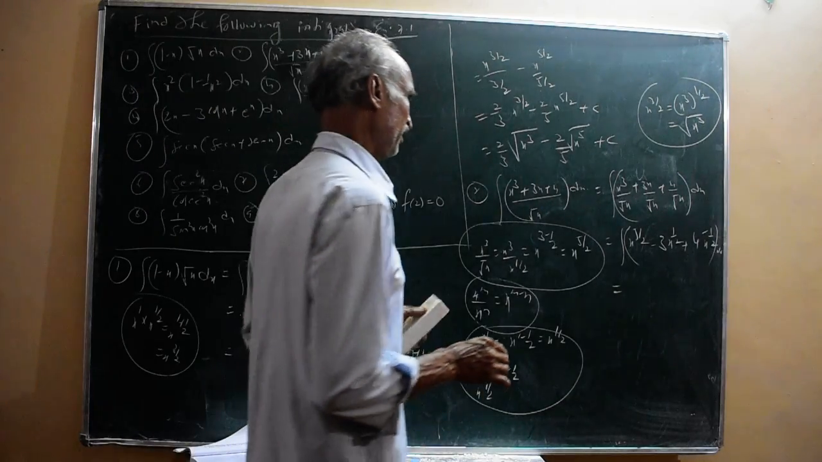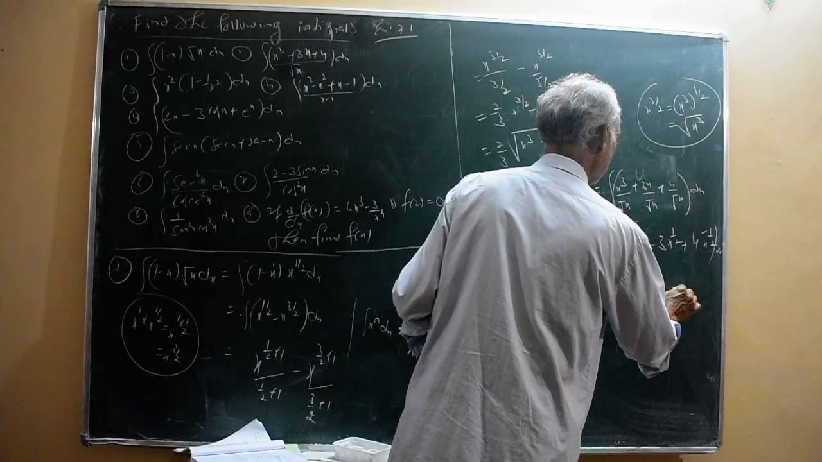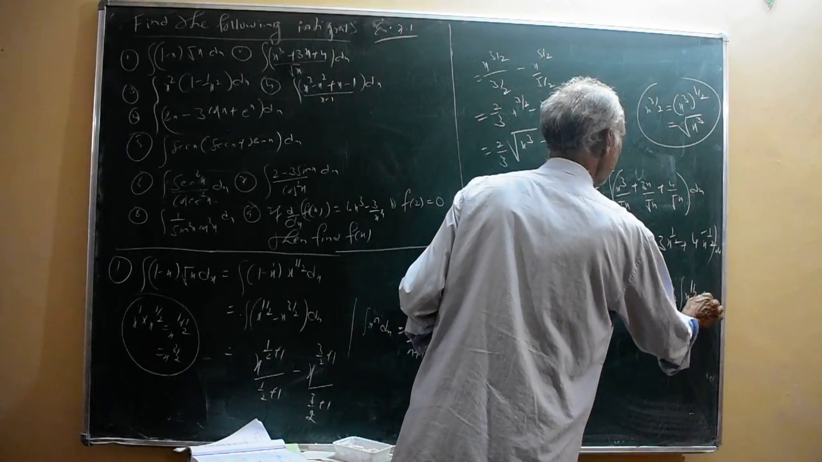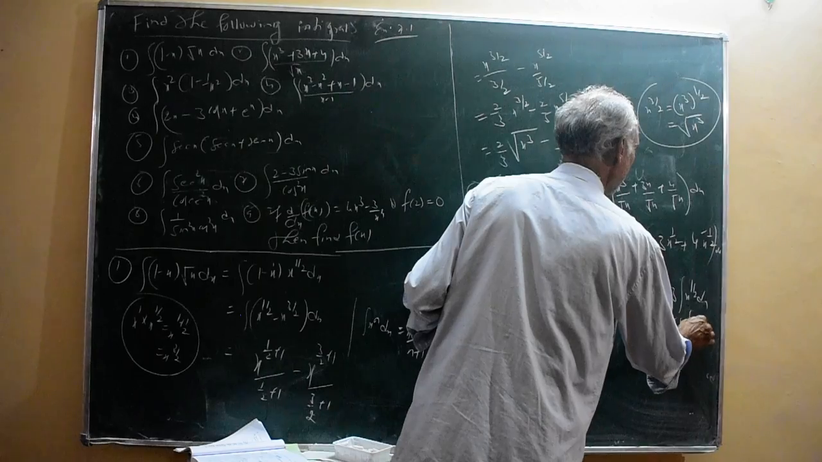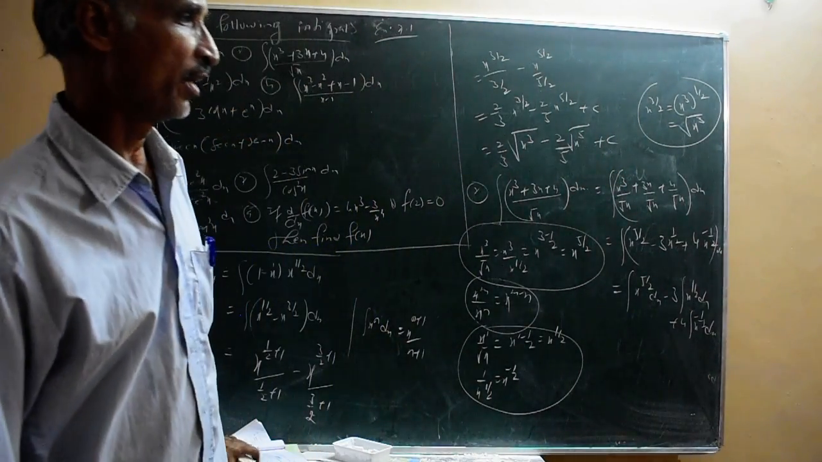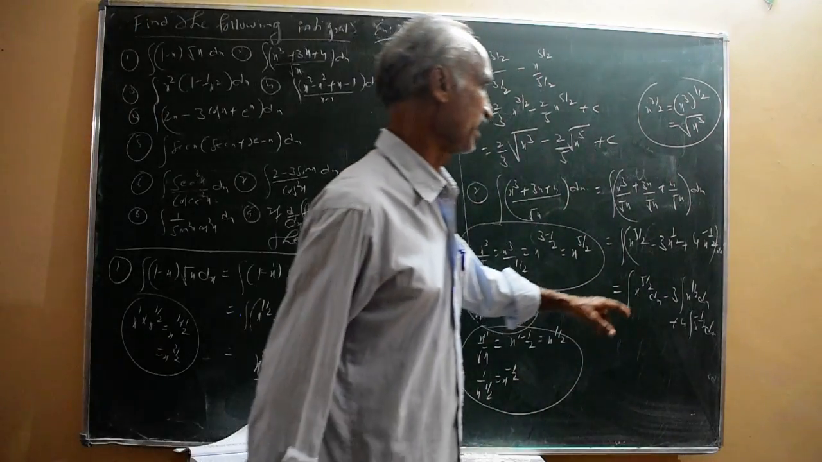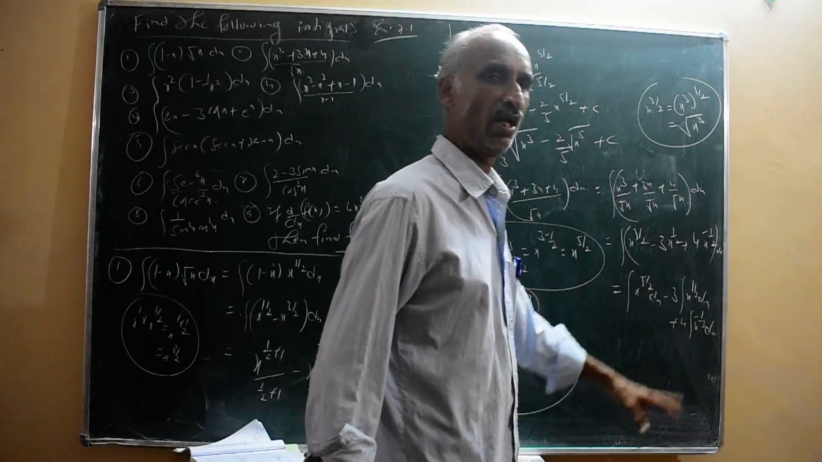So it is integration of x raised to 5 by 2 dx minus 3 outside, x raised to half dx, plus 4 outside, integration of x raised to minus half dx. I have taken integration to each and every term, not necessary actually, but any constants, that constant is taken outside.